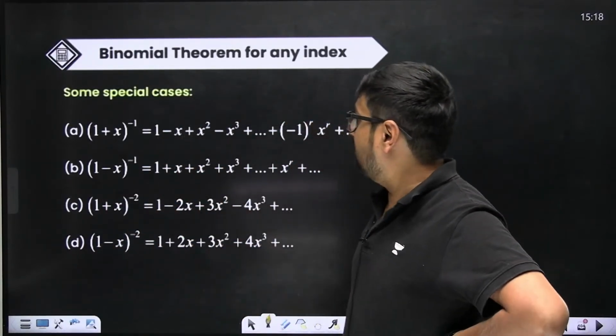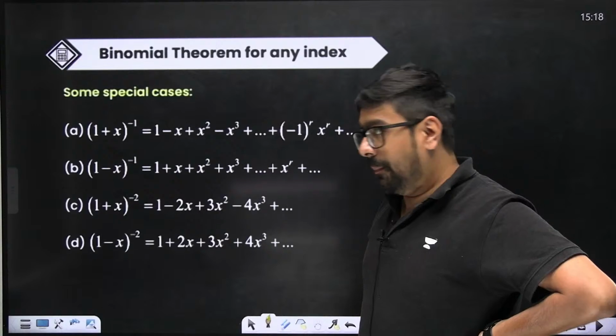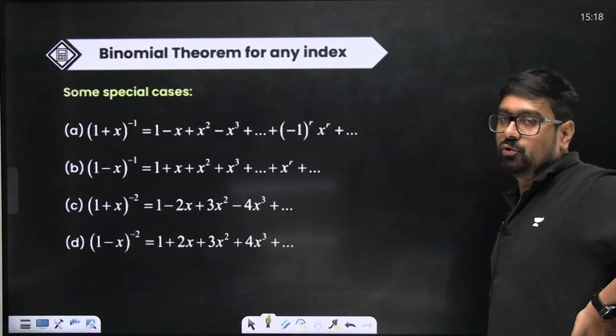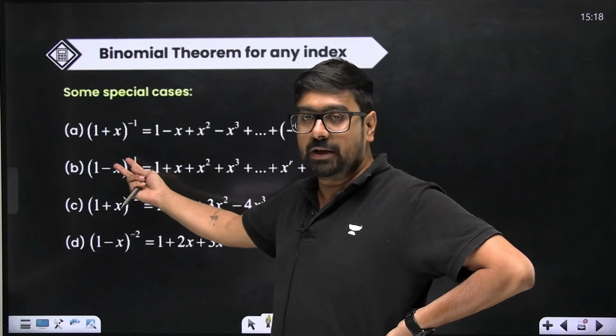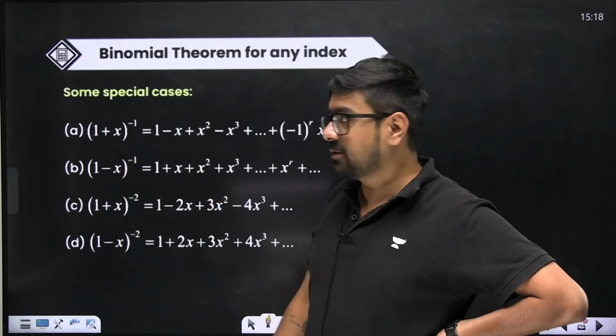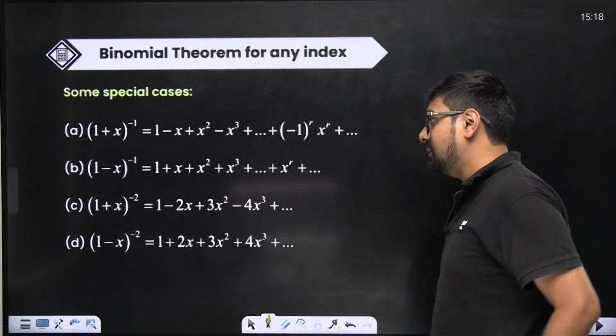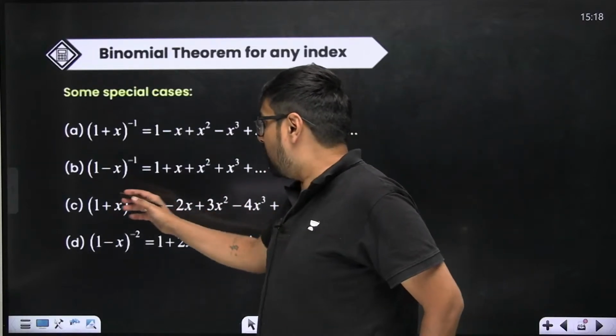1 plus x to the power minus 1 is equal to 1 minus x plus x square minus x cube plus x to the power 4. 1 minus x to the power minus 1: here minus gets multiplied and everything becomes plus. 1 plus x plus x square plus x cube plus x to the power 4, like this.